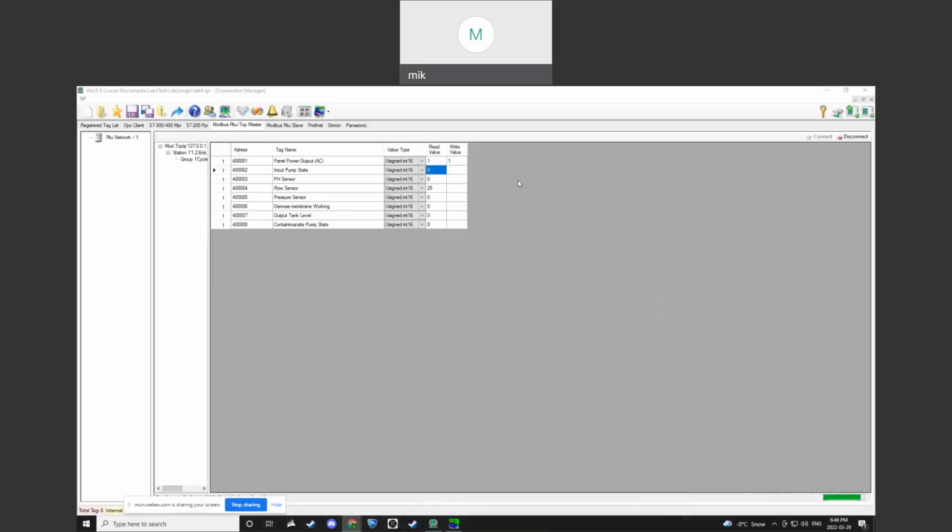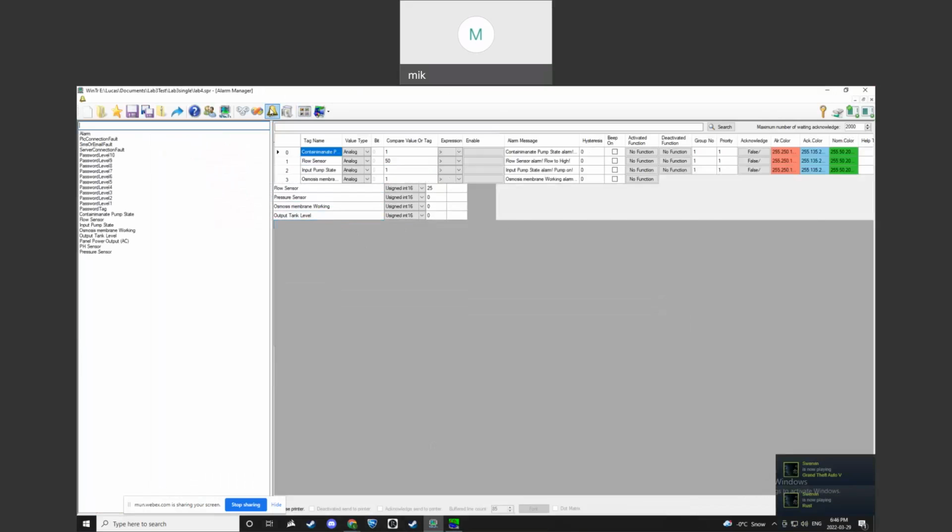Okay, so I'll run over my SCADA screen for Lab04. I'll just start off here in the tag manager. I created a total of 8 tags to be used in this lab. We have the panel, input pump, pH sensor, flow sensor, pressure sensor, osmosis membrane working, output tank level, and contaminant pump state. These are all put here in the tags.